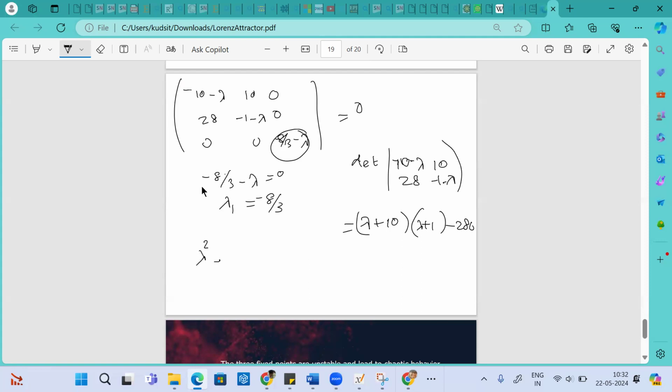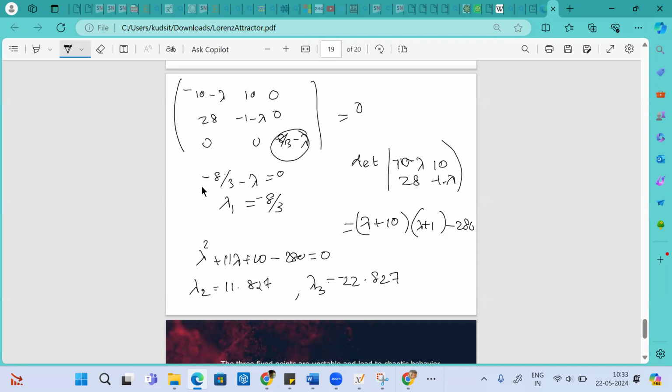It would be lambda square plus 11 lambda plus 10 minus 280 is equal to 0. By solving this, we get lambda 2 is equal to 11.827 and lambda 3 is equal to minus 22.827. So here lambda 2 is positive and lambda 1, lambda 3 are negative. So the fixed point (0, 0, 0) would be unstable, which means the origin is unstable and all points that start close to the origin will eventually leave this region.